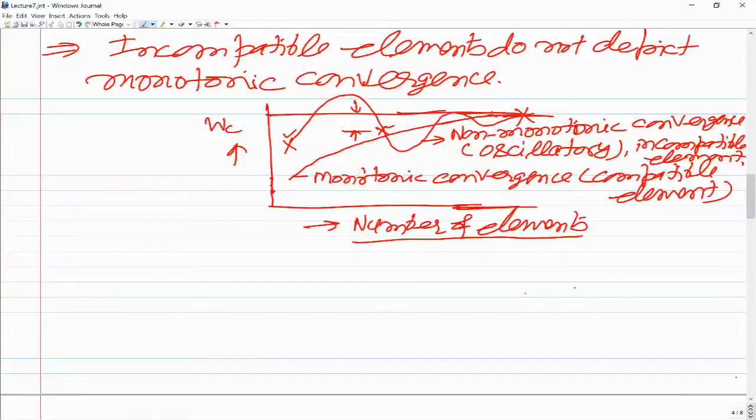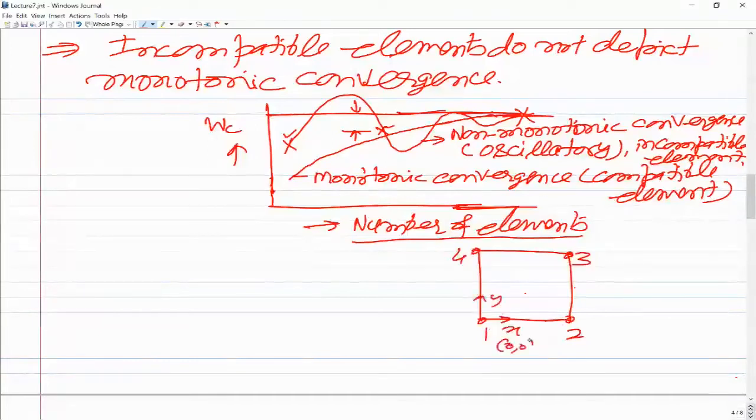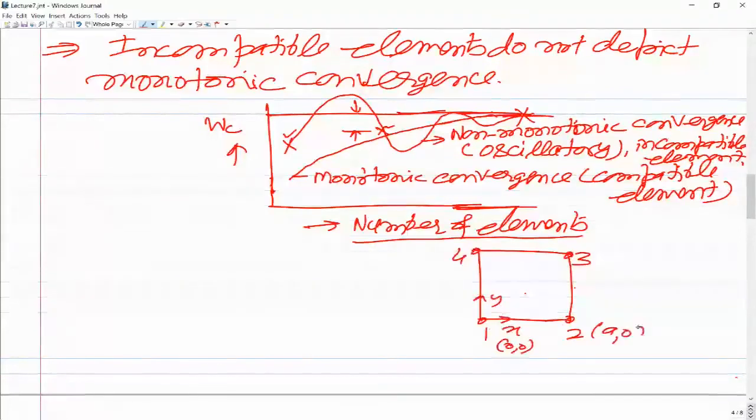Now that we have discussed this, the rest of the things are about the development of element level governing equations. We have these 12 constants A0 to A11, and we need to express these constants in terms of the elemental degrees of freedom. This is the element, and these are the nodes 1, 2, 3, and 4, and these are the coordinate axes. This is 0 comma 0, this is a comma 0, this is a comma b, and this is 0 comma b.